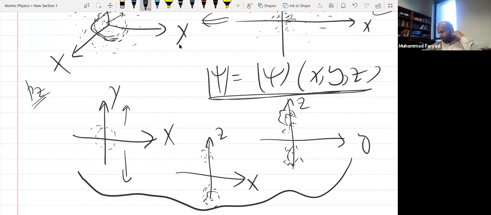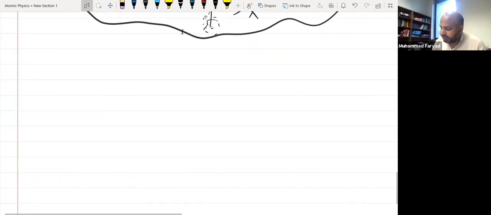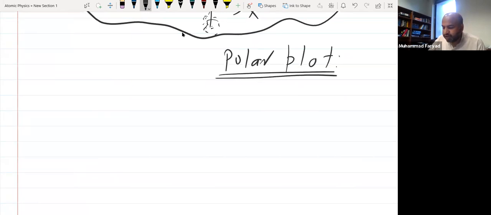All right, so let me now discuss these functions. And there is actually another construction as well. It's called a polar plot. Let me discuss it as well, because most of you might be familiar with this, but some of you might not be, so it's worth repeating. So a polar plot is a plot like this.